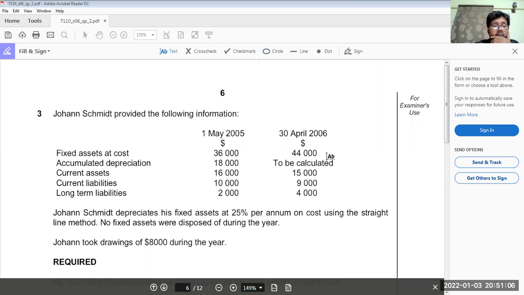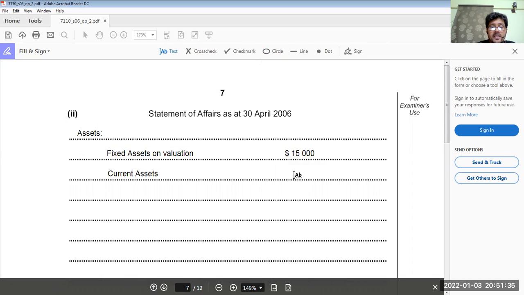Okay. Now, fixed asset 44,000 minus accumulated depreciation. 44 minus 11, that's 33. Oh, but the old accumulated is 18,000. So it means fixed asset valuation is 15,000. Okay, now current assets 15,000. Fixed asset valuation 15,000, current assets 15,000.